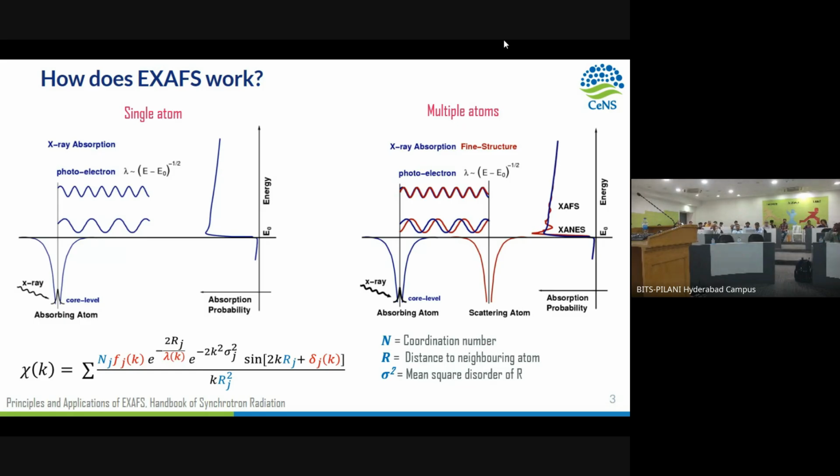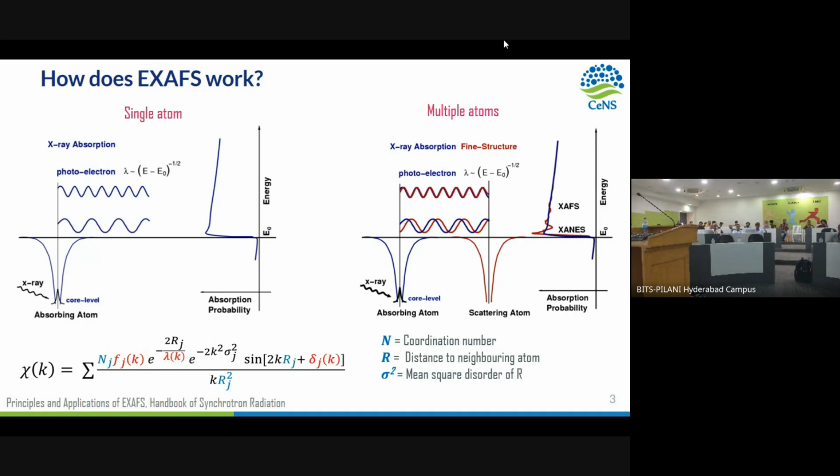This is the EXAFS equation. What information are we getting? The coordination number, n. If it is 4-coordinated, 6-coordinated, or whatever, we can calculate that, because the scattering factor depends on it. The distance between the neighboring atoms, that also we can very easily calculate.